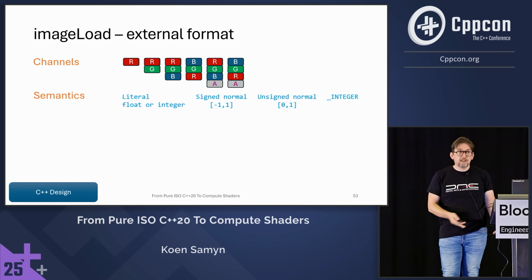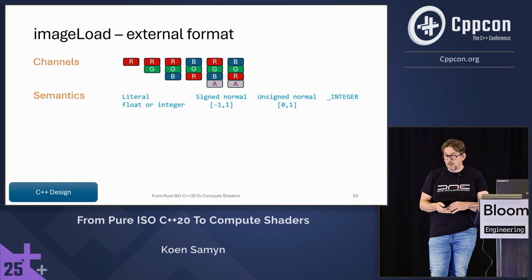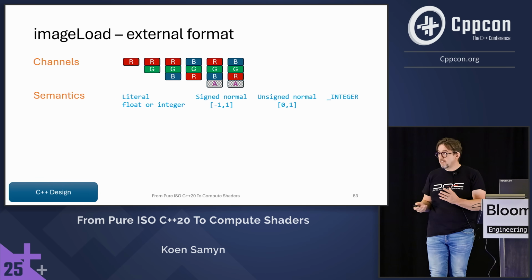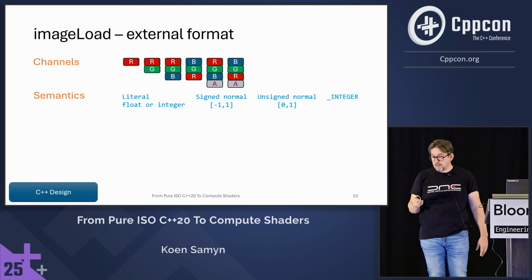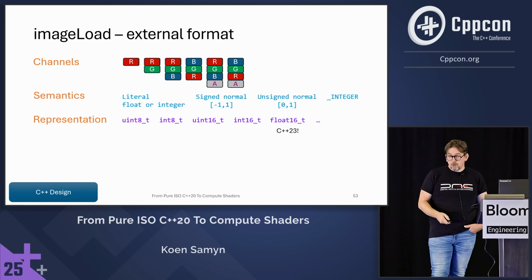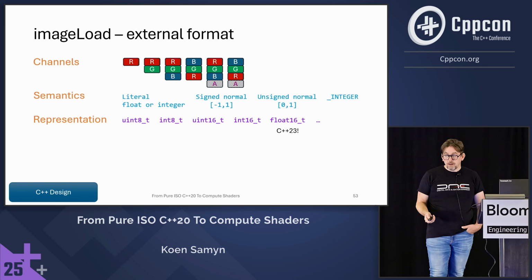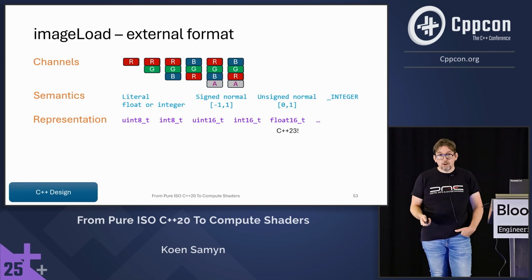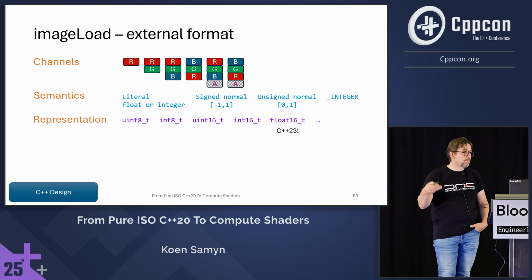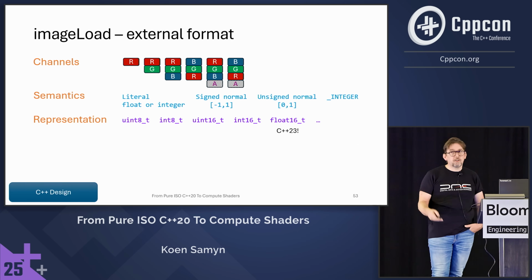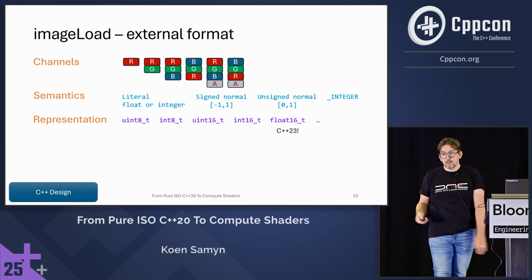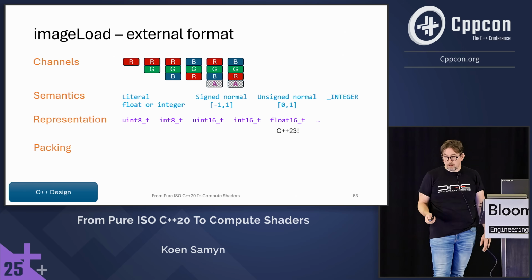It can also be a float between -1 and 1. It can be an unsigned float between 0 and 1. You have the integer type, so lots of complexity there. You also have the representation. So 8-bit types are pretty common. 16-bit types are also common. Float 16 is something that I will need to go to C++23 for. There are some libraries that do it within C++, but I would like to stick with the standard.